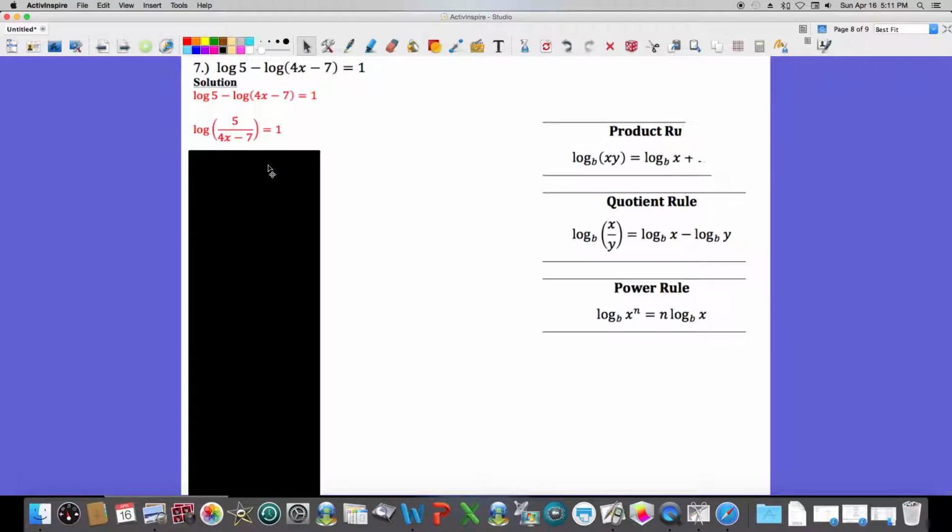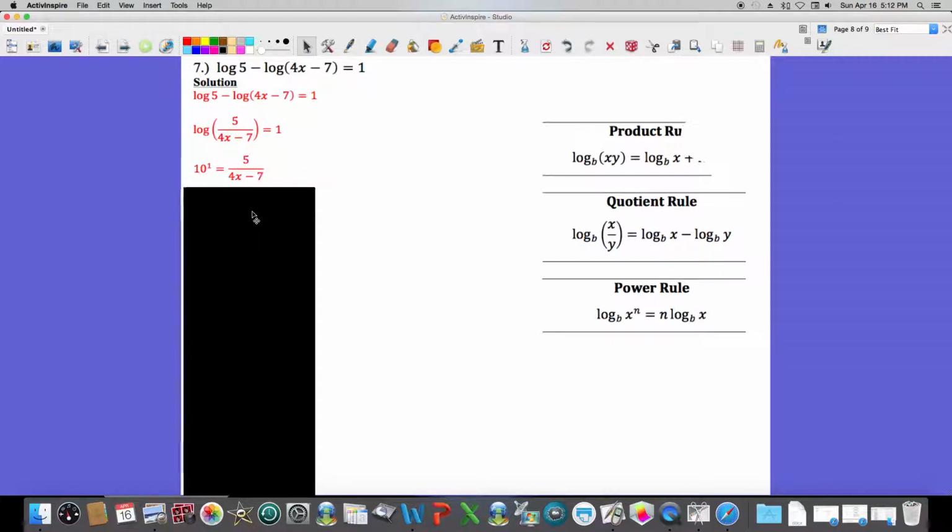Now we've gone as far as we can go, and similar to the previous problem, we want to convert this log form to exponential form. This log is base 10, and 10 raised to the first power, this logarithm equals an exponent. 10 raised to the first power is equal to this fraction, 5 over 4x minus 7.